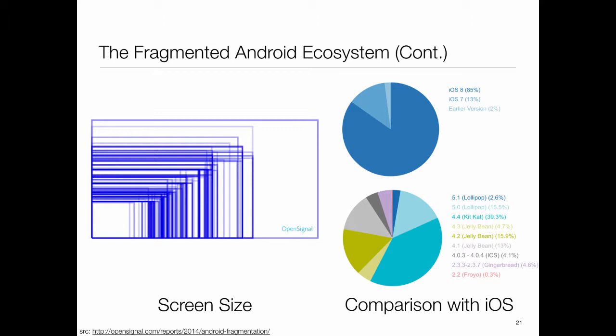For example, this is a visualization of different screen sizes that run Android. Some devices have a very small display, some devices have a large display, and even, let's say this is a tablet and this is a phone, even within devices like our phones, we see there is a lot of variance.